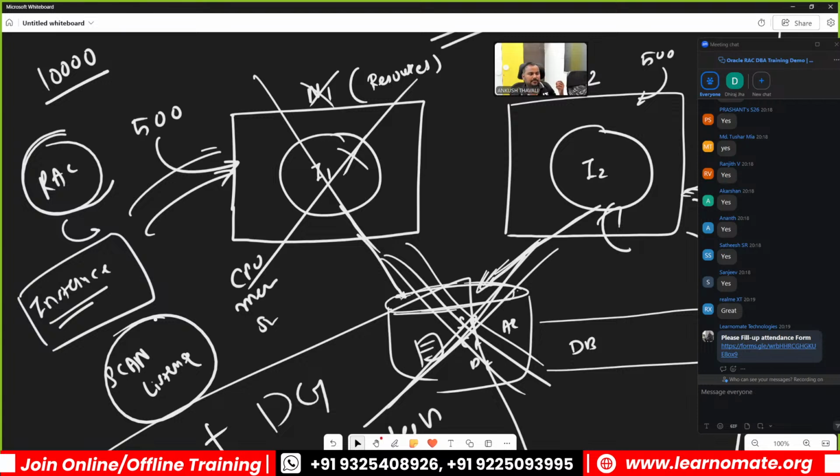Because if thousands of people are connecting at a time, the load will not be on a single node. The connections will be divided across multiple nodes. So load balancing is one of the important things whenever you are dealing with an Oracle RAC environment.